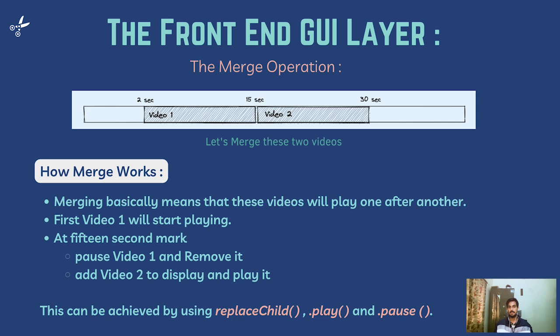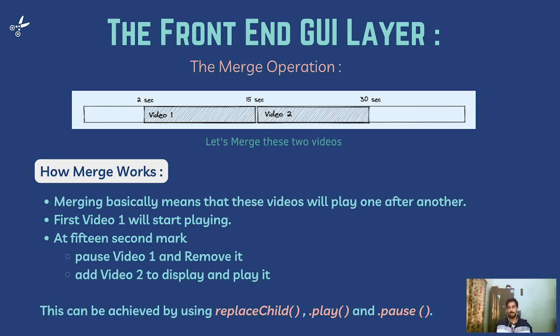Merge basically means combining two videos into a single file. If we think about it logically, the merge is just playing one video after another. So if we want to merge video 1 and video 2, we can start by playing video 1, and as soon as video 1 ends, we pause video 1, switch it out for video 2, and then start playing video 2. And then we let video 2 play till the end of its duration.